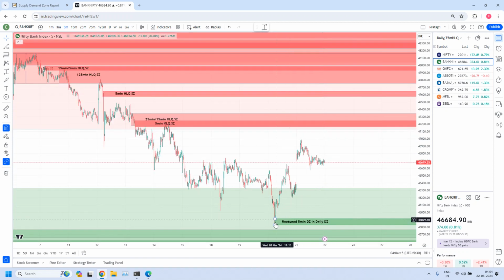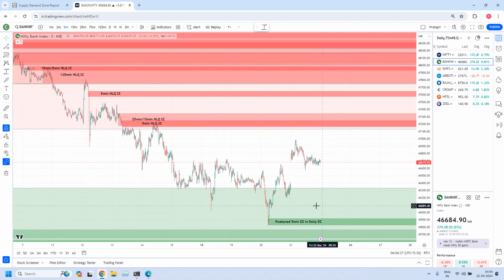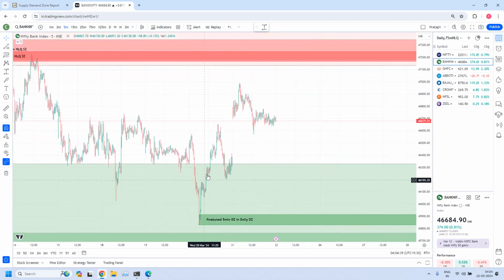Because previously when institutions created this new fine-tuned 5 minutes demand zone, at that time itself we understood institutions don't want this zone to be violated. Even though prices entered near to the distal line of the daily zone, they are still fighting. They created a new fine-tuned 5 minutes demand zone. The order flow is here. See, the entire move started from here.